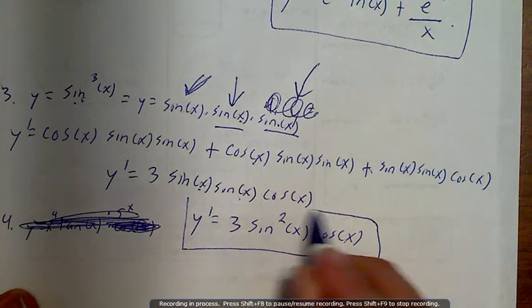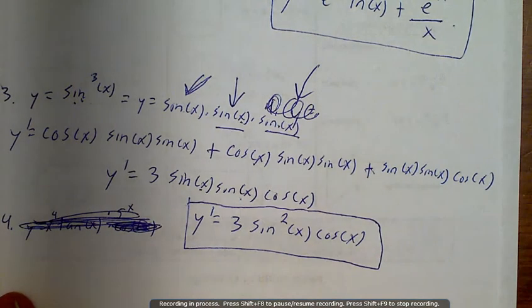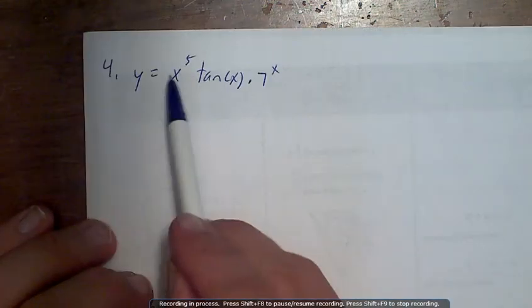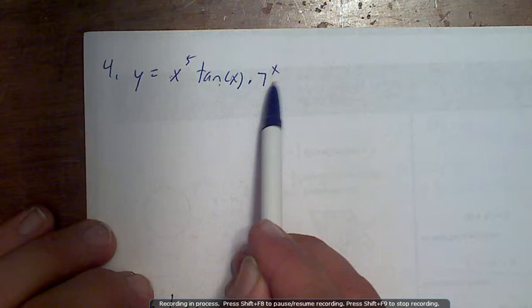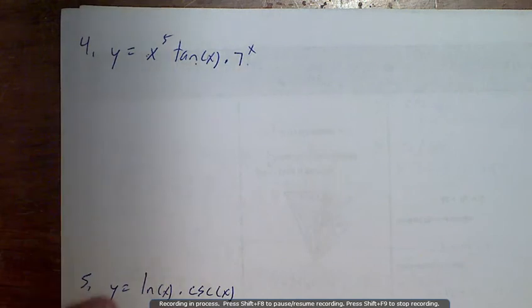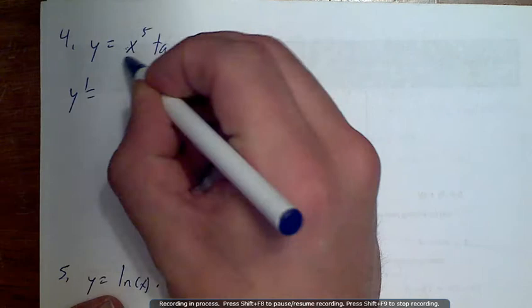Okay, another example. Again, 3 functions multiplied together. X to the 5th times the tangent of x times 7 to the x. Okay? A polynomial times a trig function times an exponential. So just do one at a time. So my derivative, do x to the 5th by itself. So derivative of x to the 5th. Leave the rest. That's done. First part's done.